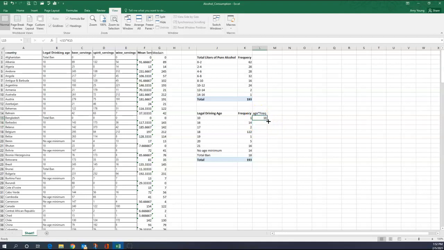And all you have to do to repeat this formula that we just created is take that and drag it down. Now notice that I'm going to stop here at 21. I'm not going to look at these last two where I have no age minimum and total ban, because there's nothing I can do for the multiplication there. So when I'm talking about the legal drinking age, I'm only going to look at these 10 through 21.